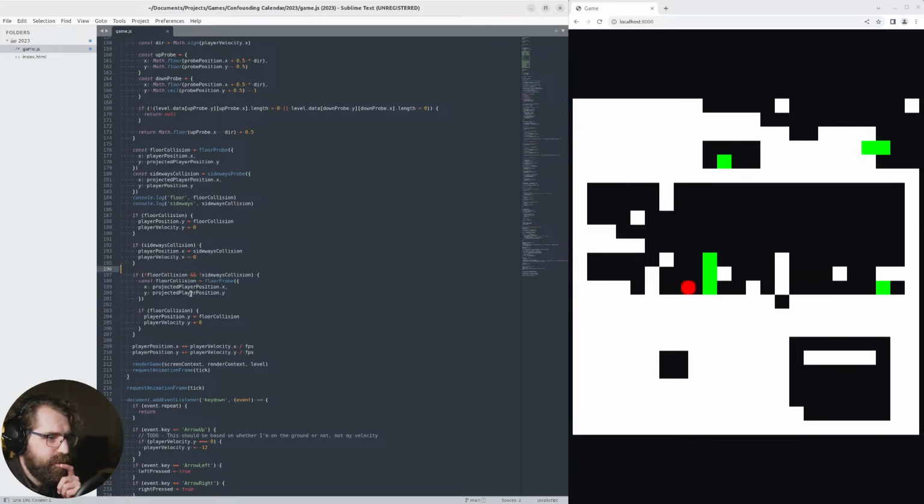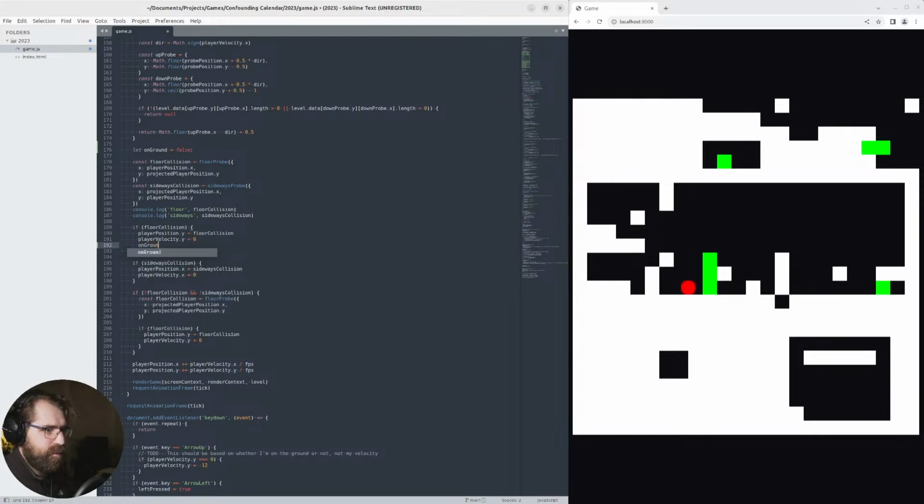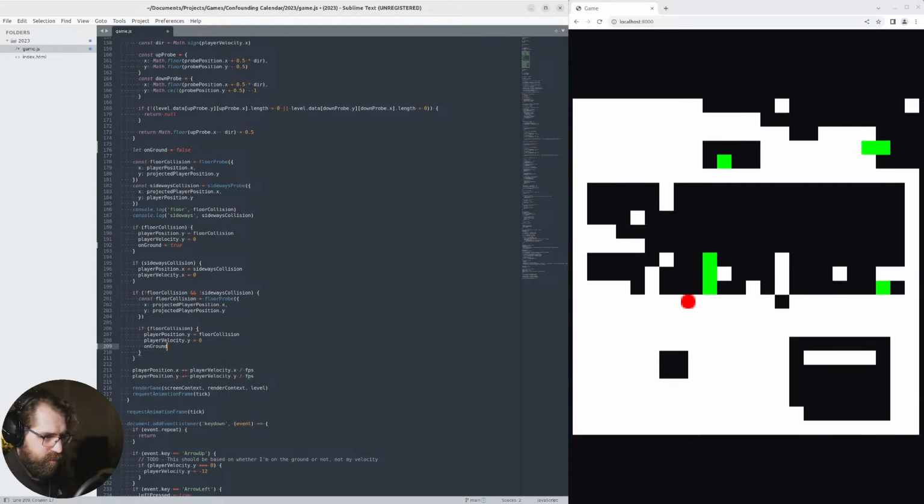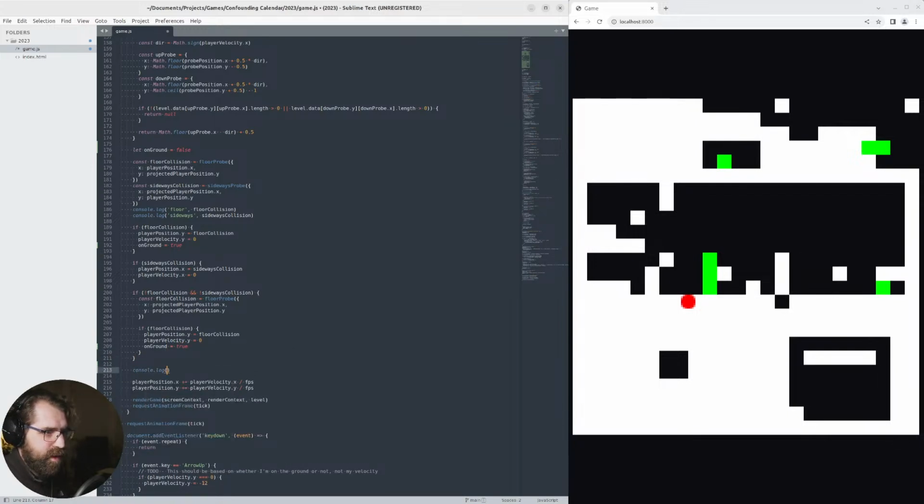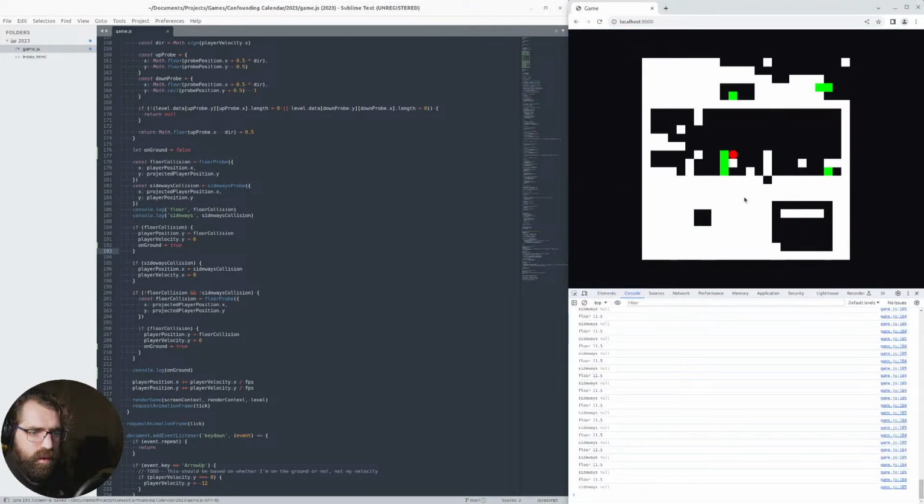Okie dokie. So let's do this a really simple way for now. Let on ground equal false. If this happens, on ground is true. I do not need semicolons. If this happens, on ground is true. Let's just log that and just double check that it seems to match what we're expecting. On ground. Well, let's get rid of some of the logs. Yeah, these ones. Cool.